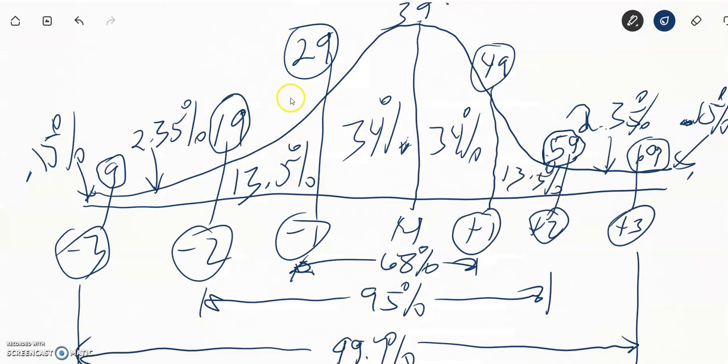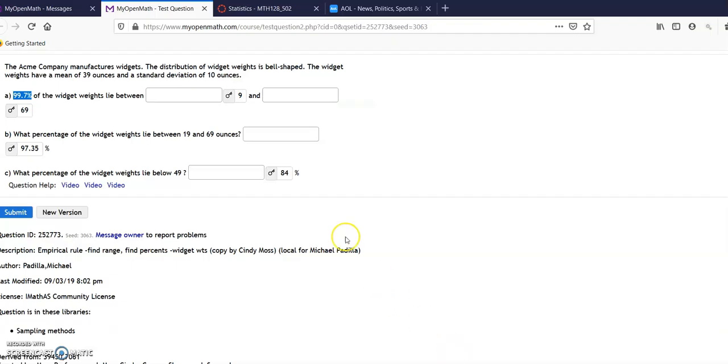Okay? Below 49, all you do is add up everything, start at 49. In this empirical problem, they're always going to be asking you questions that are on the chart. Okay? So below 49, you just add up 0.15 plus 2.35 plus 13.5 plus 34 plus 34. And you're going to get 84%, okay?